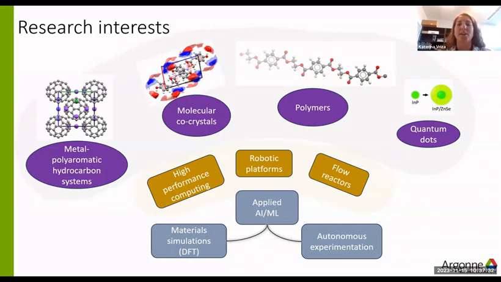So a few things about me. My main area of expertise is applied AI and machine learning, basically for materials, so mostly for molecular crystals, molecules or polymers. I'm also doing some DFT simulations for metal organic hydrocarbons or molecular co-crystals. And I'm working at the autonomous lab at the CNM, where we are trying to design robotic platforms and use AI or simulations to drive the autonomous experimentation. Currently we're focusing on synthesizing polymer electronics.